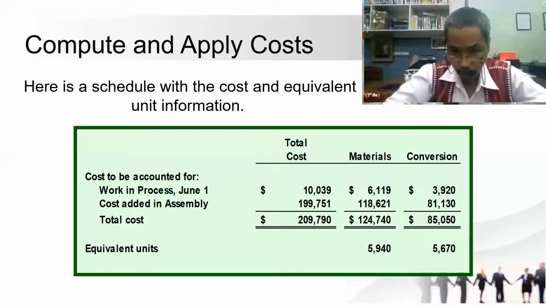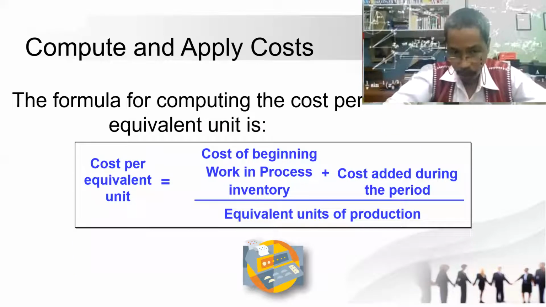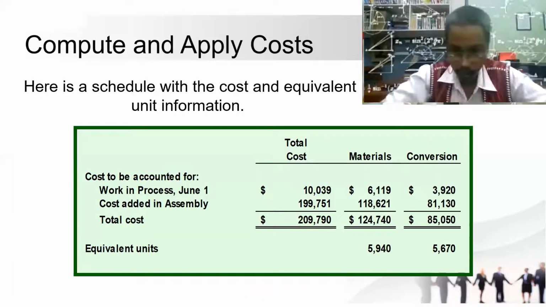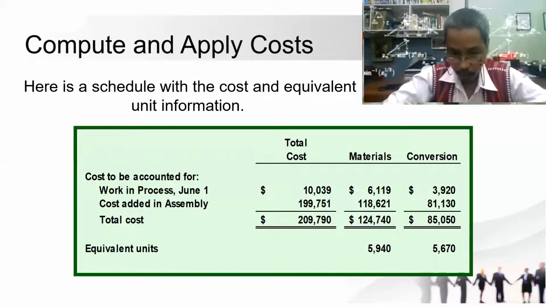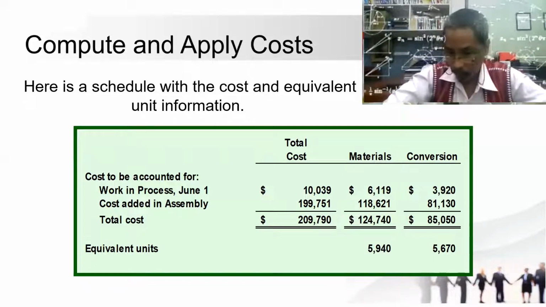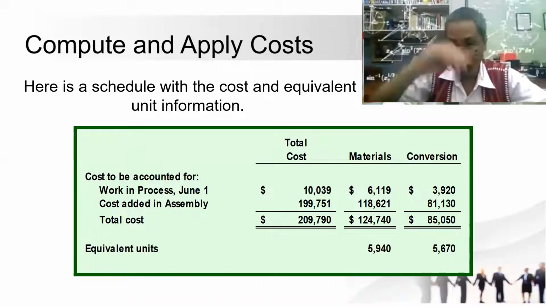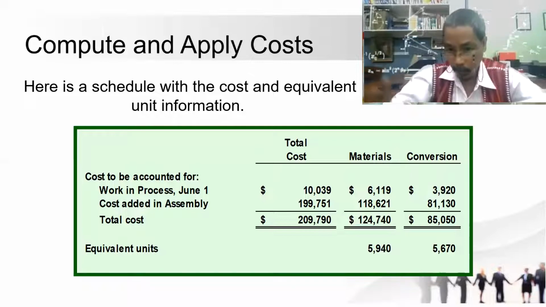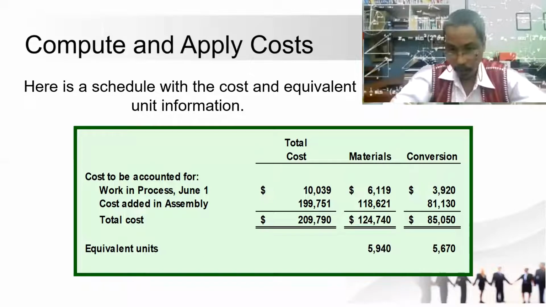If you will use the formula, cost of beginning work in process plus cost added divided by equivalent units of production, you can do that. How many equivalent units produced? For materials, we have 5,940 from the previous one. That is the number of units computed. For the conversion, we have 5,670 from the previous example. So therefore, we can compute.